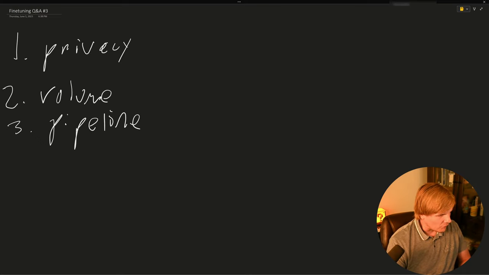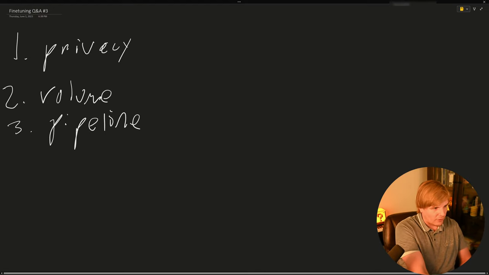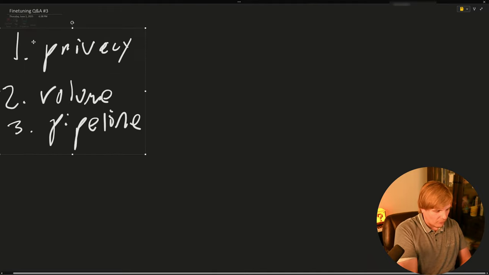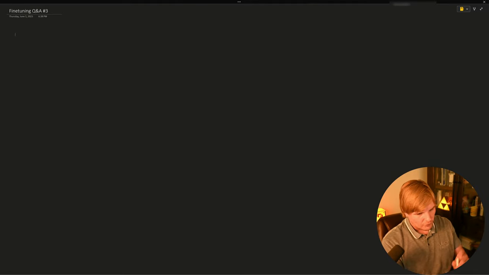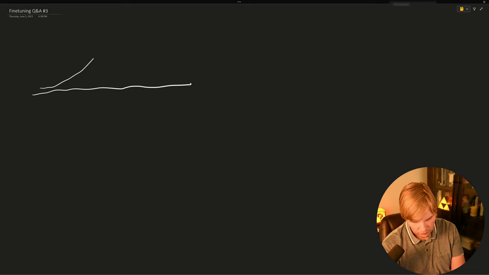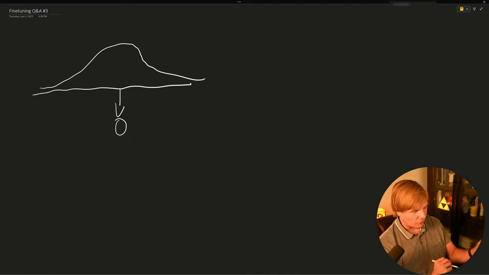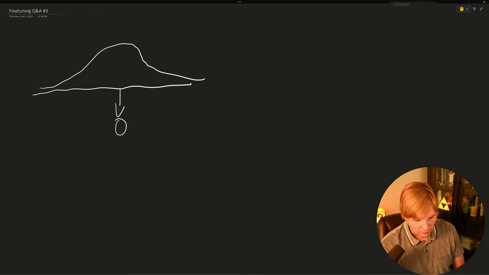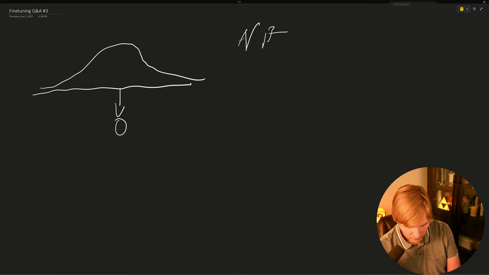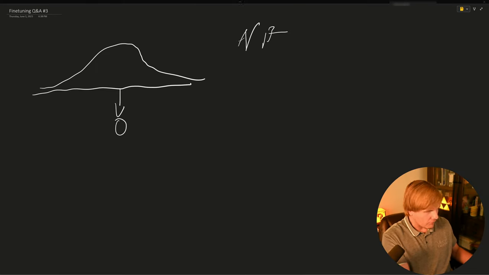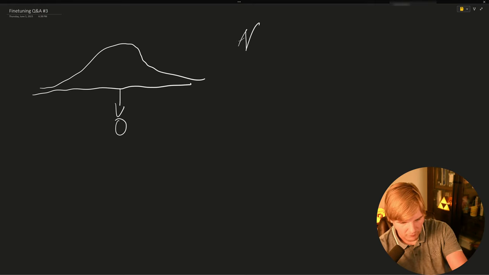VJ asked, does QLoRA assume a normal distribution for quantization? Is it correct to do that? Yes, it does. QLoRA absolutely assumes a normal distribution. One of the steps in QLoRA's version of quantization is that it assumes all the weights are not only normally distributed, but zero-centered normally distributed. That's why the paper talks about the 4-bit NormalFloat.